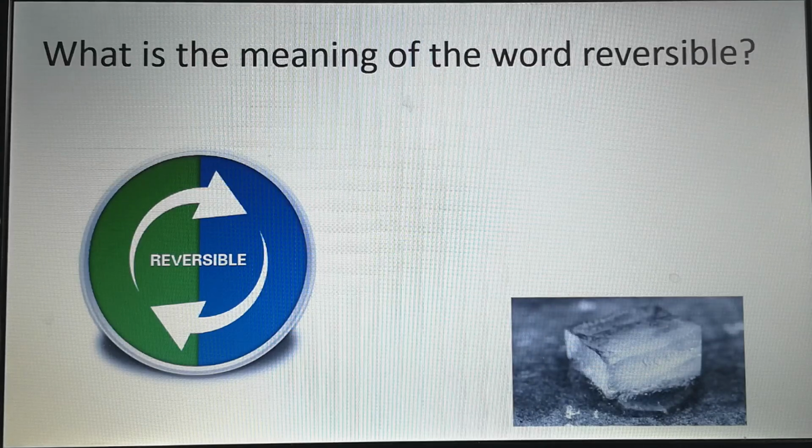Okay, so let's start off with these two words, reversible and irreversible. And we're going to start off first with reversible. So think about when you're in a car. When you reverse, you go backwards. So if you drive in a car and you drive, say, 20 meters down the road, and then you put the car in reverse, it can go backwards. You can go back to where you came from. And that's basically what the word reversible means.